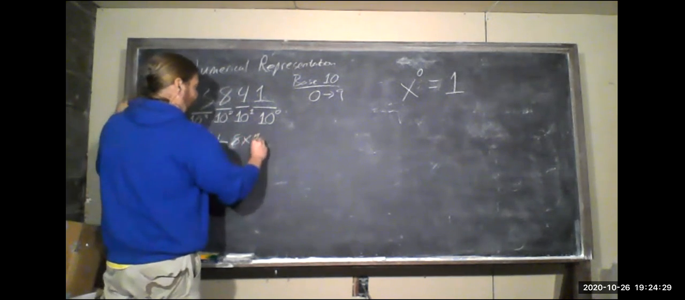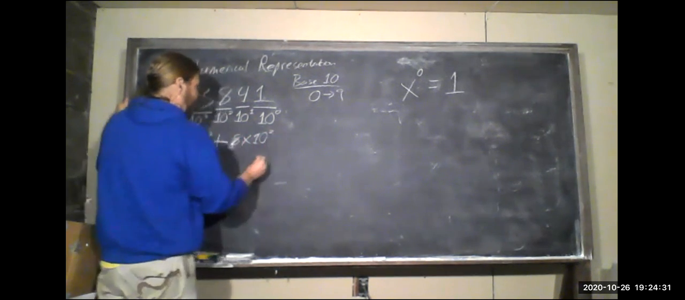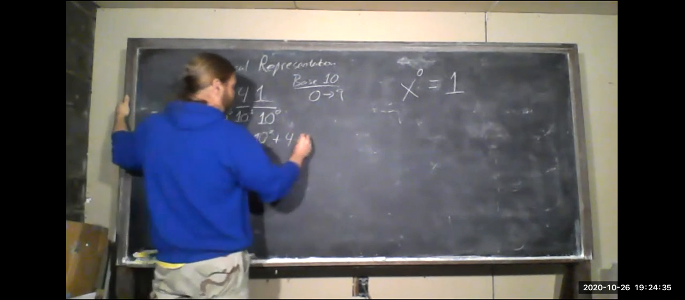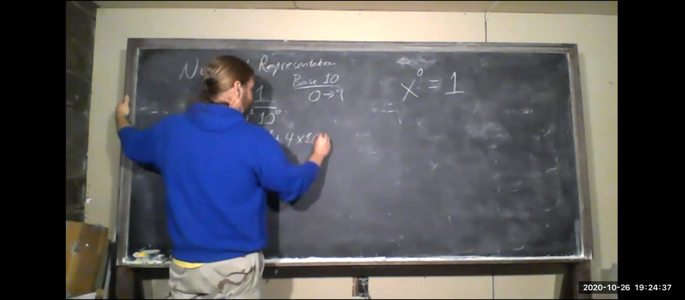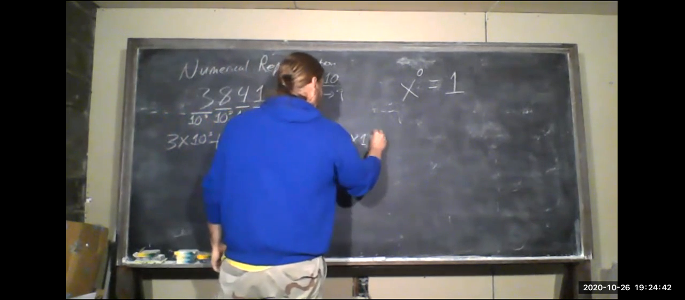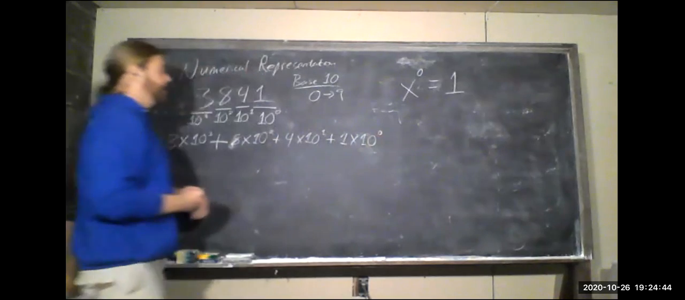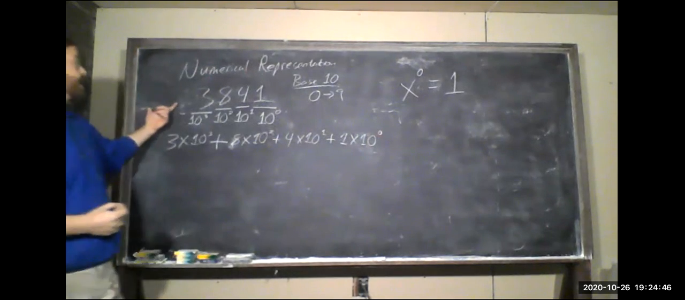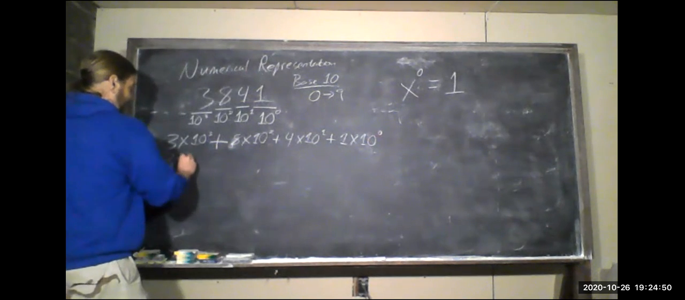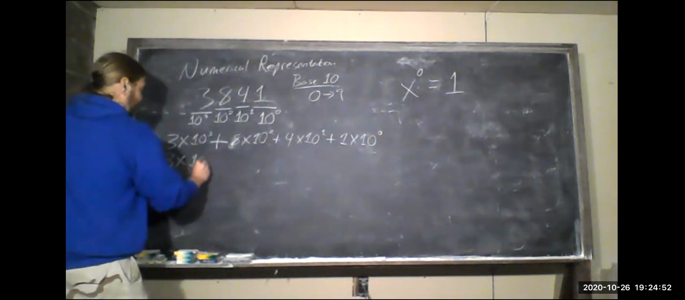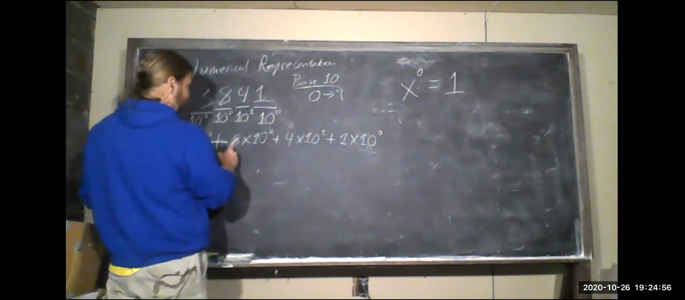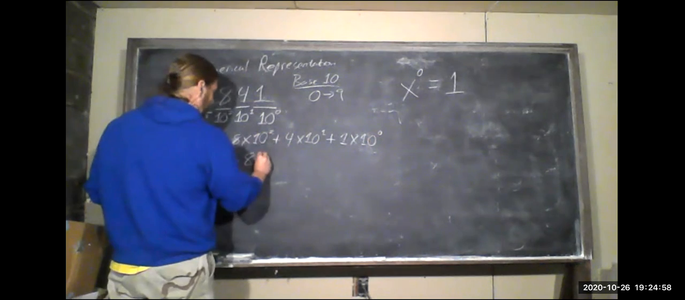8 times 10 squared, plus we have 4 10s and 1 1. Times 10 to the first power, plus 1 times 10 to the 0 power. So to actually get what that number means, we just add all these up, right? 3 10 cubed is 1,000. So we have 3 1,000s plus 8 times 10 squared.